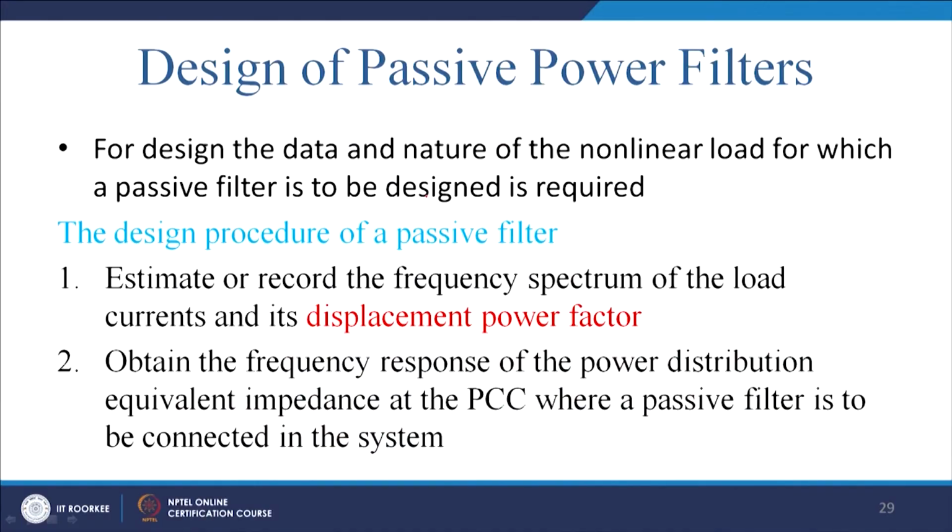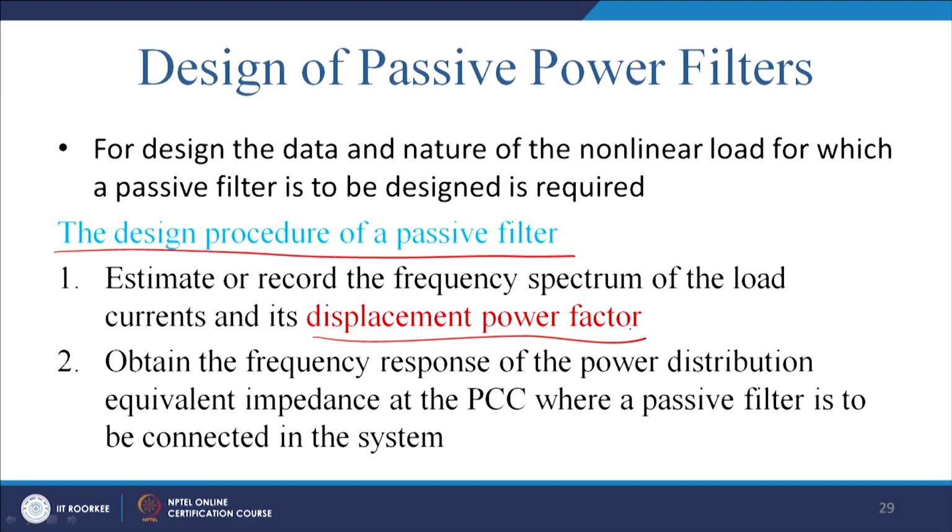Also, you may have a 12 pulse converter. Once we have a 12 pulse converter, we will start with the 11th and 13th. So accordingly the design has to be changed. For this reason, in the design procedure of the passive filter, we estimate and record the frequency spectrum of the load. You just collect the sample and do the FFT. Most oscilloscopes can provide you the FFT, and you can get the spectrum of the load current and its displacement power factor.